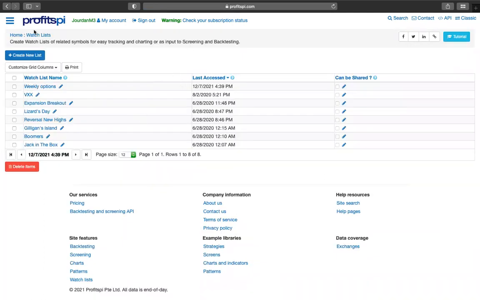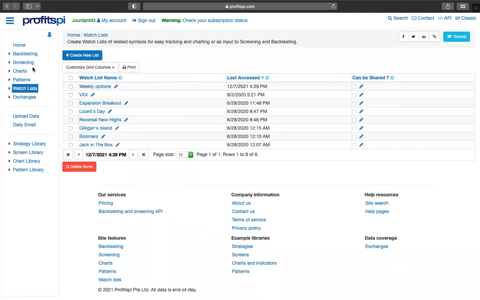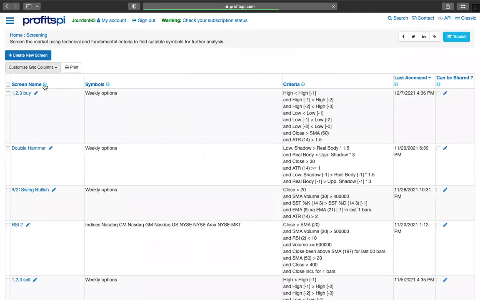So when you're running your screeners, one, that's the way you can just pull up the charts. But two, if you're running screens or back tests, as you see, it's filtering out for these. I have it only filtered to show me stocks that fall on my weekly options watch list.